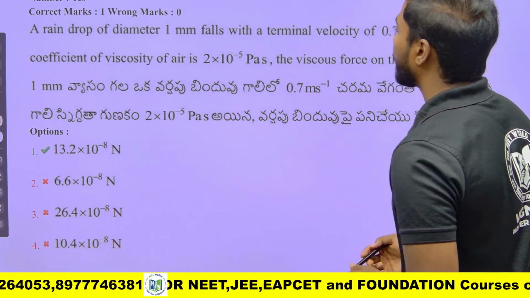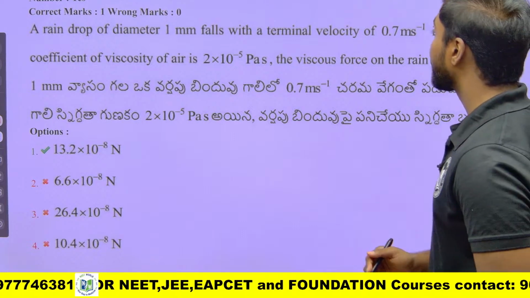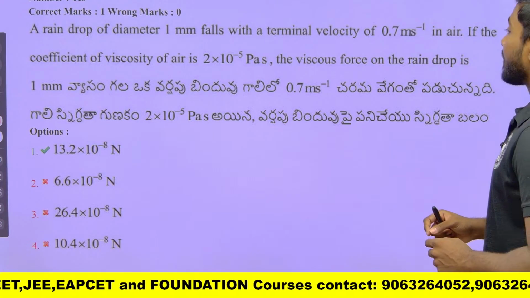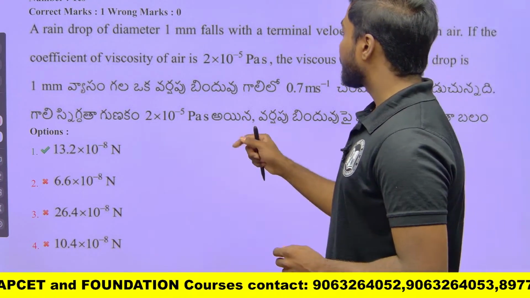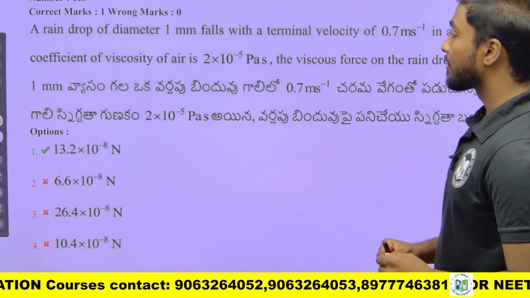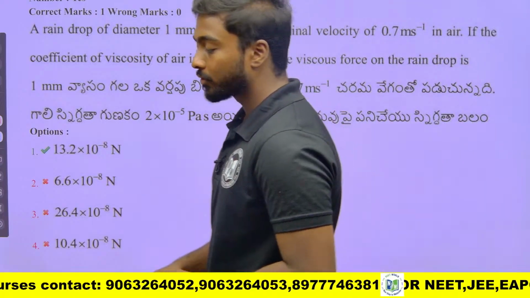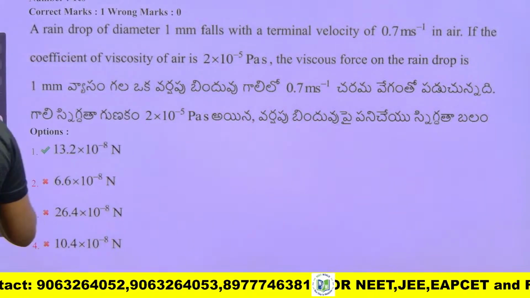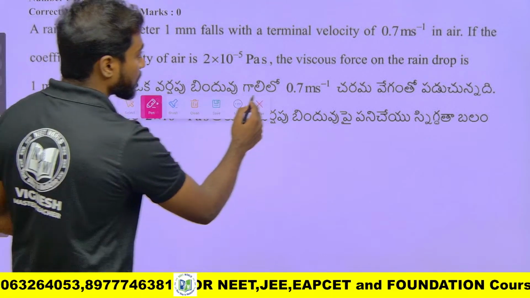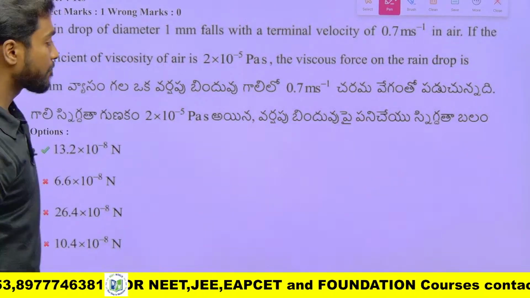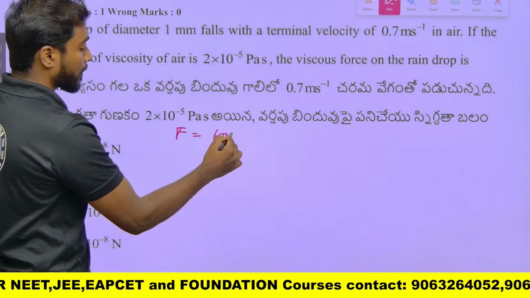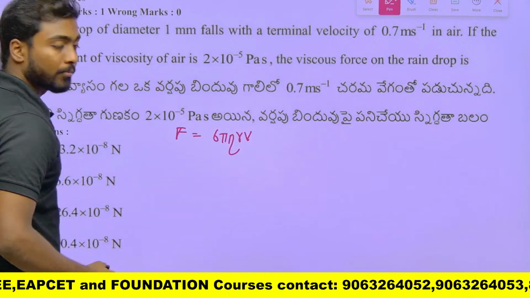A raindrop of diameter 1 millimeter falls with a terminal velocity of 0.7 meter per second in air. If the coefficient of viscosity of air is 2 into 10 power minus 5 Pascal second, the viscous force on the raindrop is, okay, I need to find the viscous force. What is the force formula in this case? It is F equals 6 pi eta R V, right?